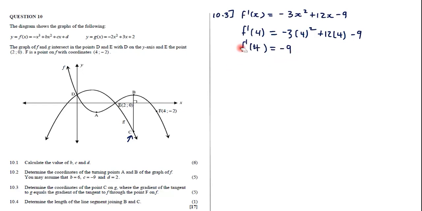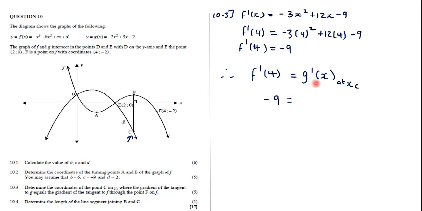Now this minus 9 is the gradient. Therefore, this gradient that we get here is the same. Let me write it like that. The gradient that we got now, which is at 4, is the same as the gradient that we're going to get on the derivative at the x coordinate of c, right? Because that's what they're saying here. So now here we have minus 9.